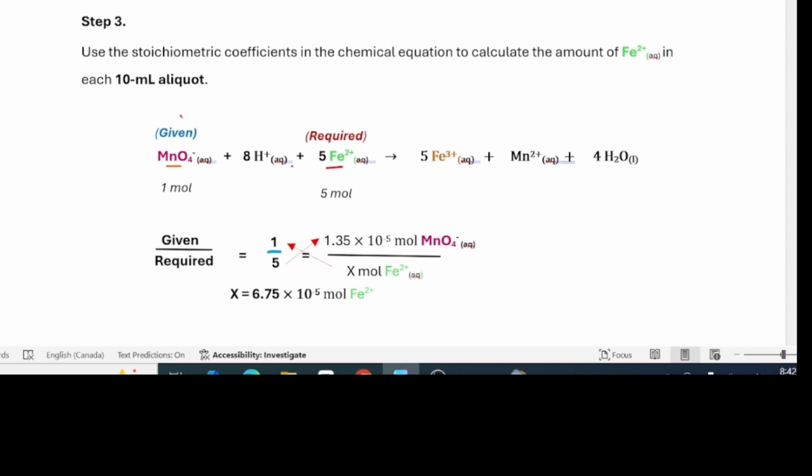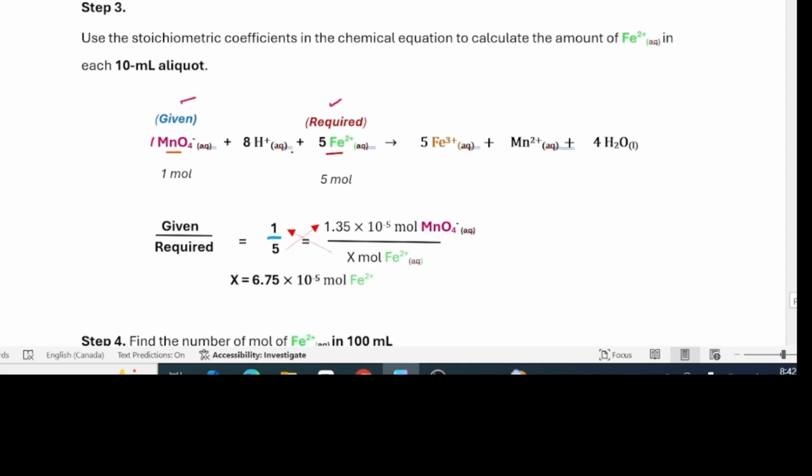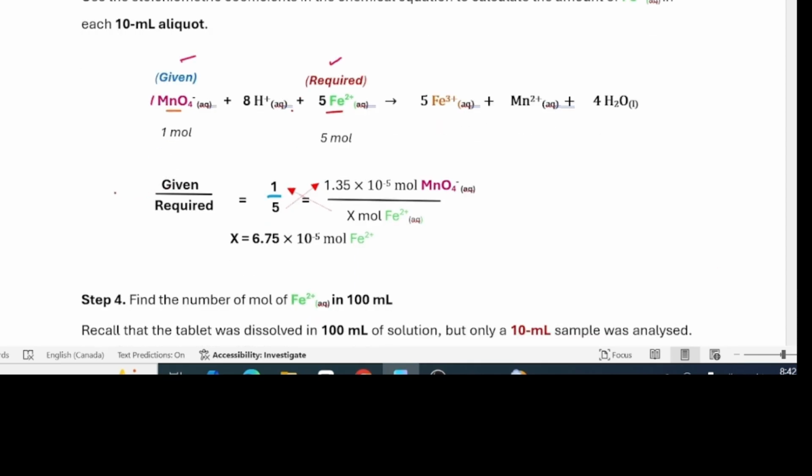So looking at the balanced equation, we see that this is the given reagent and this is the required reagent, and they're reacting in a 1:5 mole ratio. So to calculate the amount of iron, we're going to use this equation, given over required. The given is 1, the required is 5, is equal to that amount there, which we have just calculated for the permanganate, over x moles of ferrous ions. So after doing the math, it turns out that the amount of iron in a 10 milliliter aliquot is equal to 6.75 times 10 to the negative 5 mole of ferrous ions.